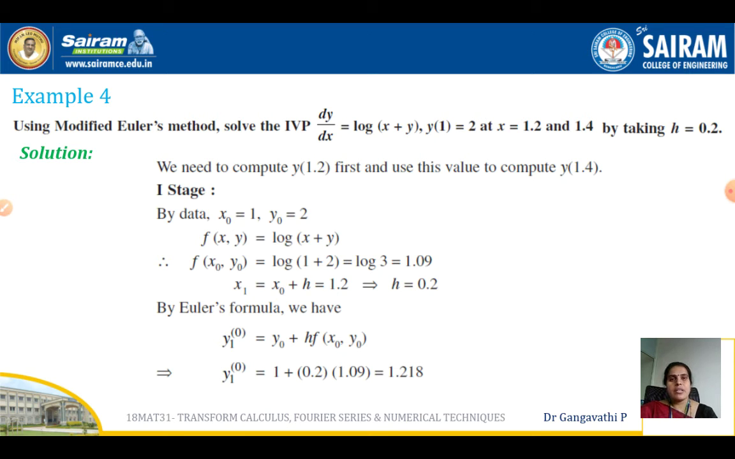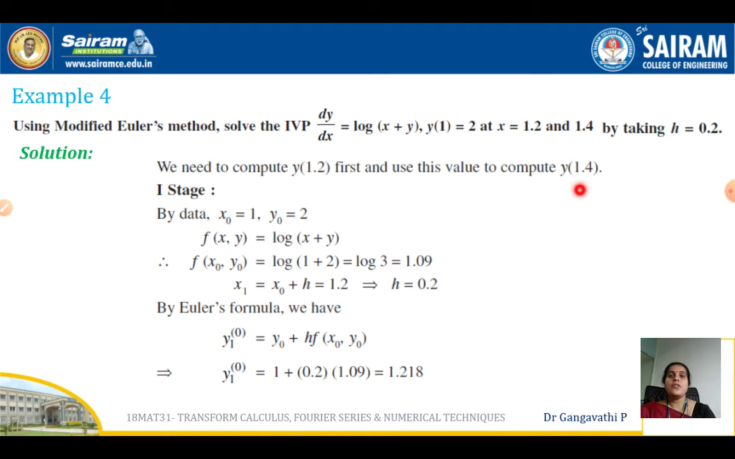So analyze now itself. What was your f of x comma y here? Just log of x plus y. What was x naught? Which is 1. Y naught is 2. And x1 is 1.2 and x2 is 1.4. The h, even if it is not given, it is understood the values of x are varying in steps of 0.2. So h value is 0.2 here. So what we need to compute here is, we have to compute y at 1.2 and y at 1.4.